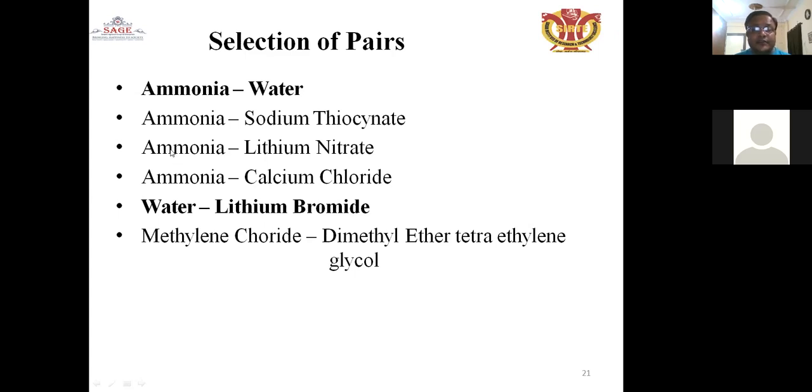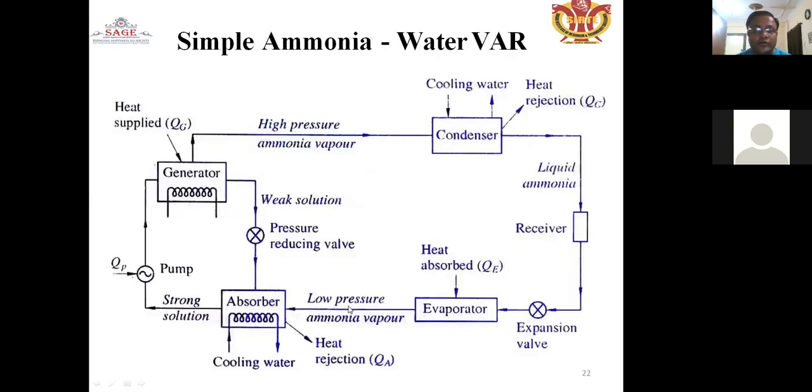Selection of the pair, that is the ammonia water. Which pairs can we use in a vapor absorption refrigeration system? They are ammonia water, ammonia sodium cyanide, ammonia lithium nitrate, ammonia calcium chloride, water lithium bromide, methylene chloride, dimethyl ether tetraethylene glycol.